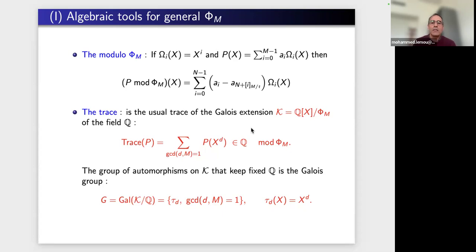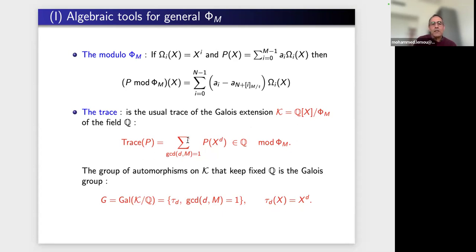This can also be written in terms of the Galois group. The Galois group is just the group of automorphisms. Tau d is defined here: tau d of x is equal to x to the power d. This is the family of automorphisms on K when d is prime to m.